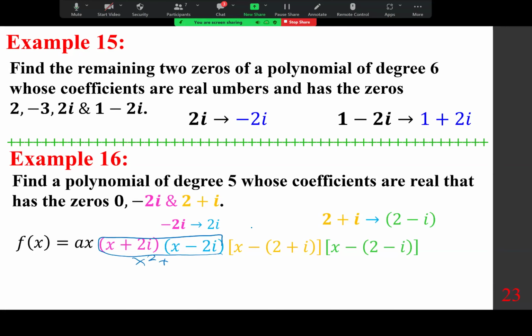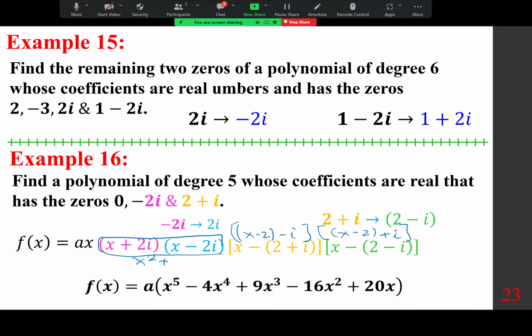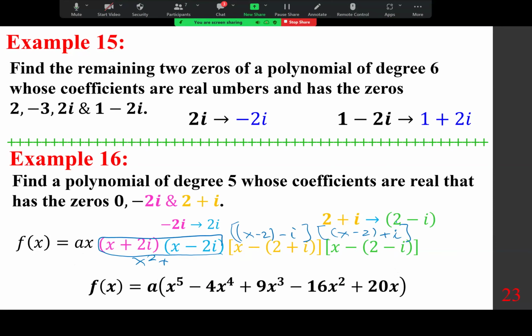plus 4. And I hope you recognize this one: you want to do x minus 2 minus i times x minus 2 plus i. And now you can do the product. Convince yourself this is the answer. I'm going to leave it for you to finish the job.